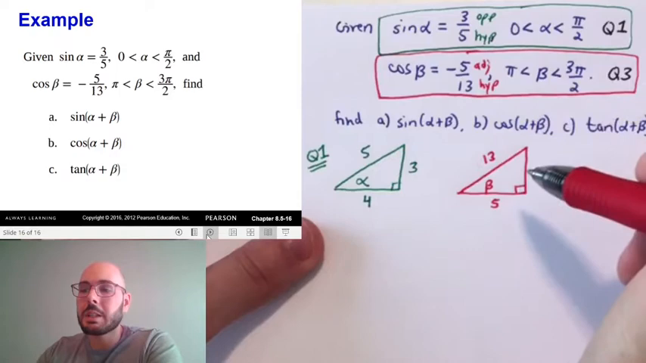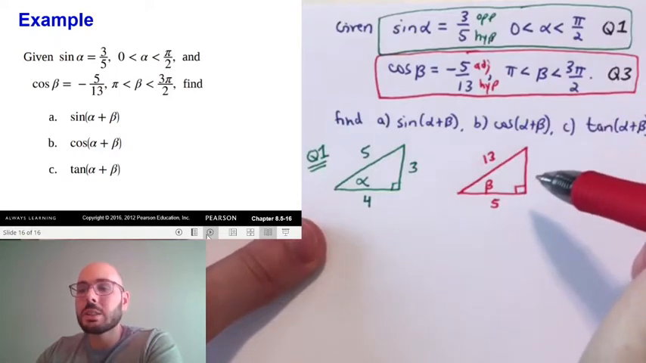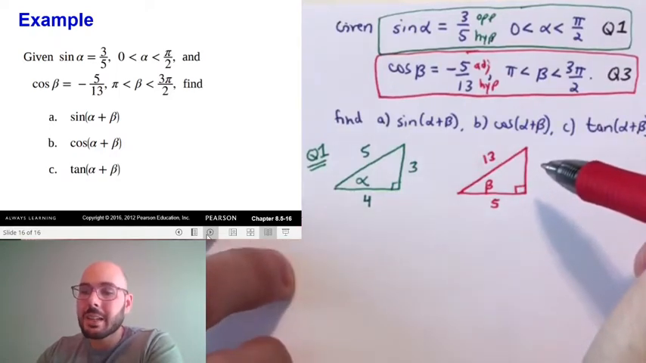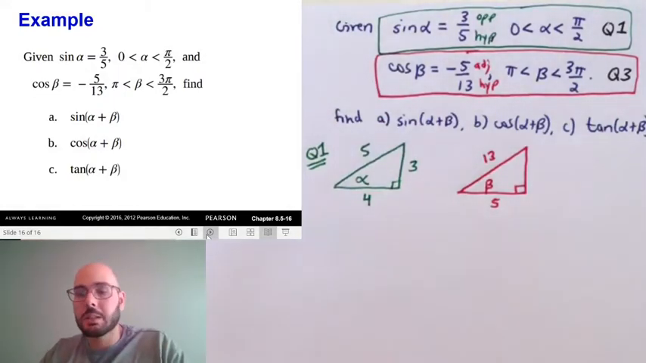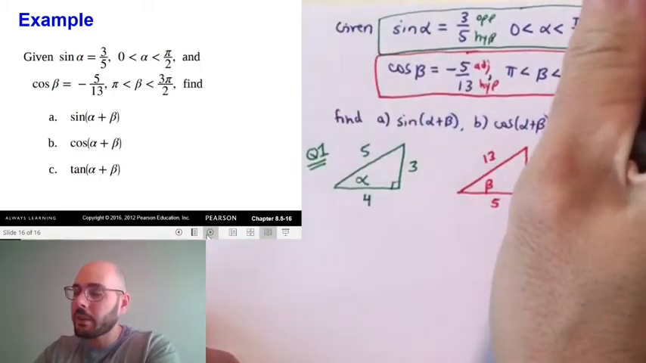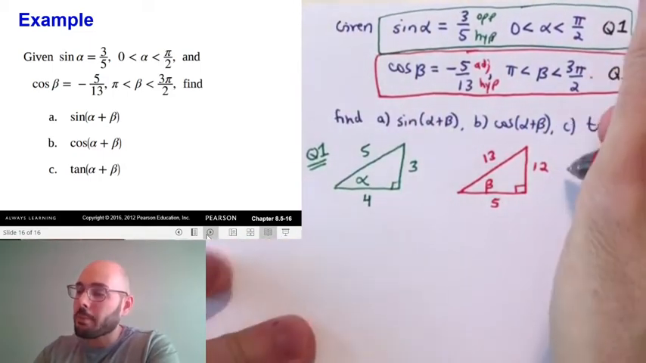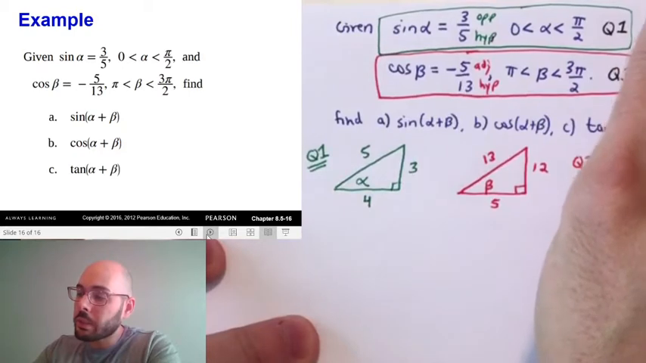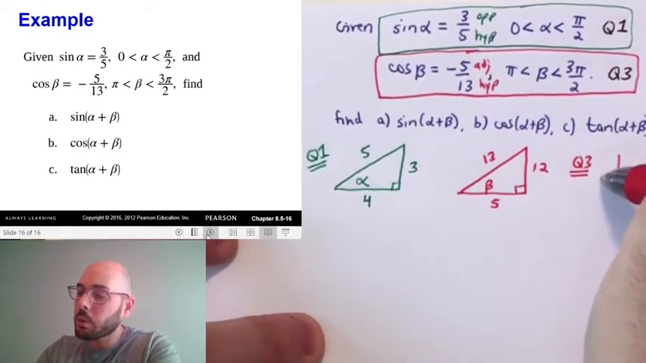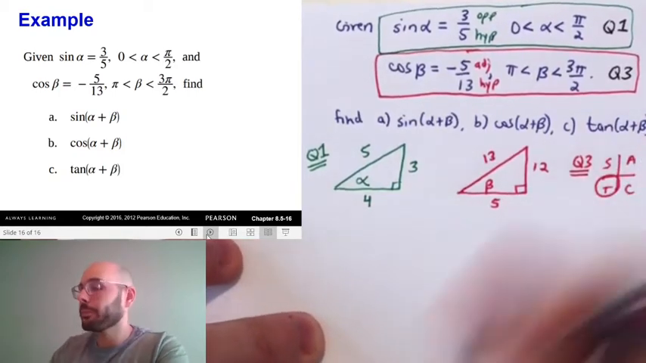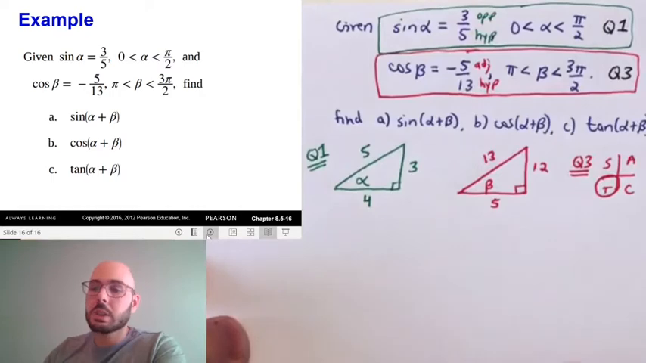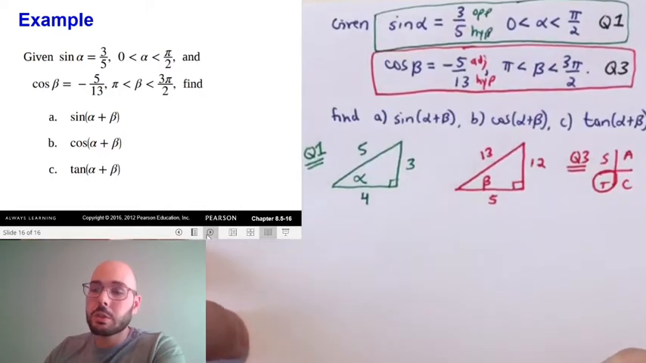Beta happens to be in quadrant 3. We will need to find that missing side there. I'm going to do that. It's going to be 169 minus 25, 12. So Pythagorean theorem, do that. And then remember that this is in quadrant 3. Why that's important, we're going to be using ASTC. So quadrant 3, we are here. Okay, so that didn't take too long, but that's because we're used to doing this.